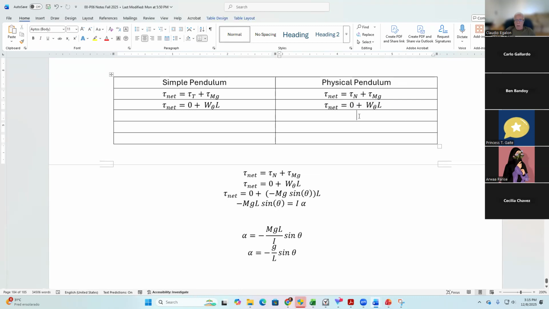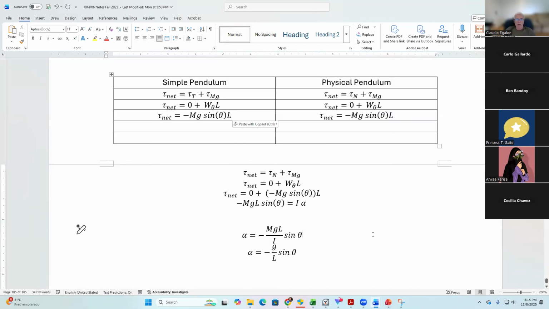We are going to have this one here: Mg sine of theta, but with a negative sign. On the other side, we're going to also have Mg sine of theta with a negative sign.